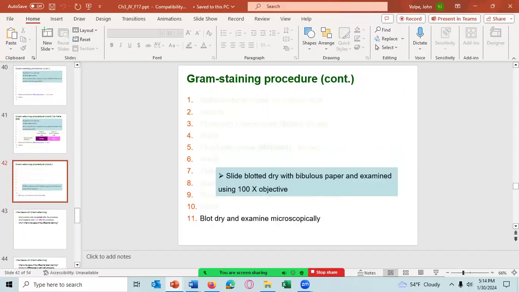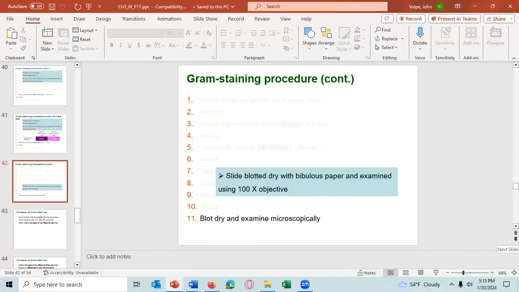You then blot the slide dry. Let me get some paper. You blot it with bibulous paper. It's a really thick paper, almost like cardboard. And then put the slide inside. That's a little too big for this. Let's make this the slide. And then just tap it down. That's blotting it dry.